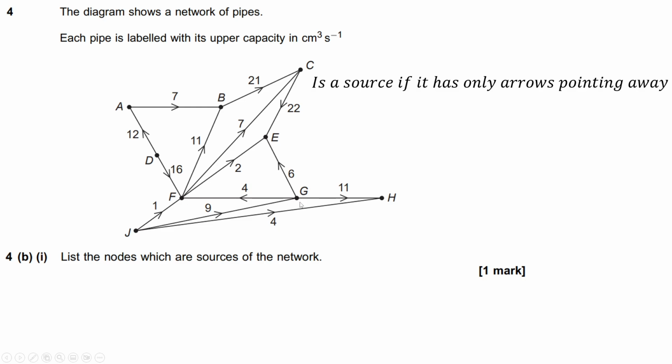So for example, if we looked at G, arrows out of it, except for this one going into it, so it can't be a source. So the only sources we've got are actually D and J.